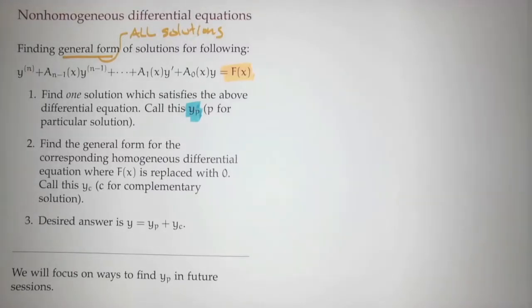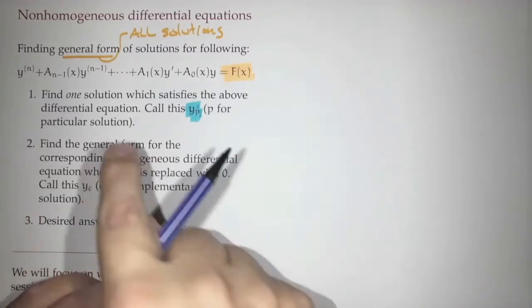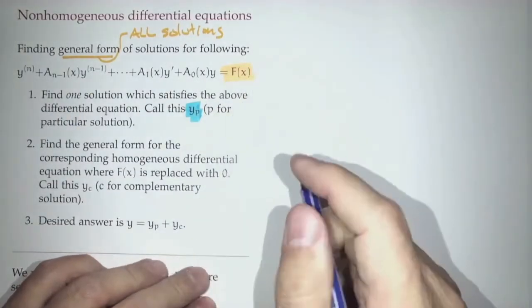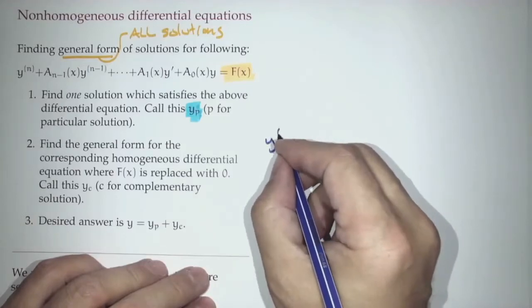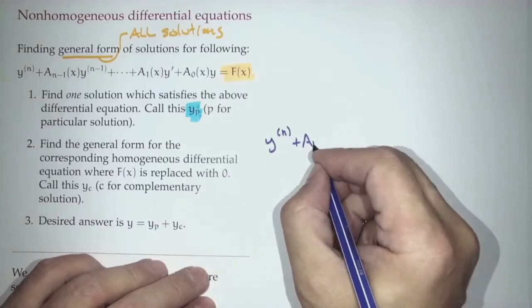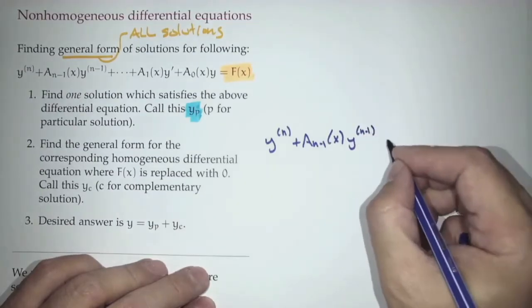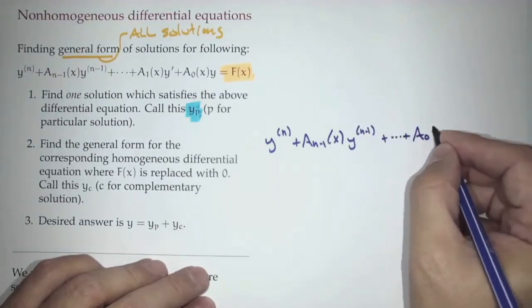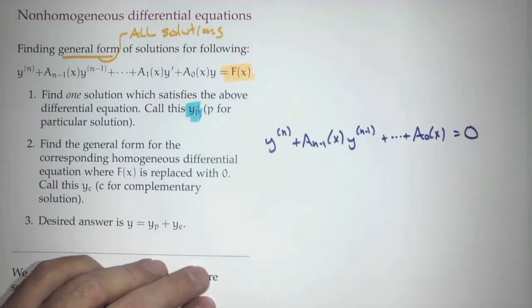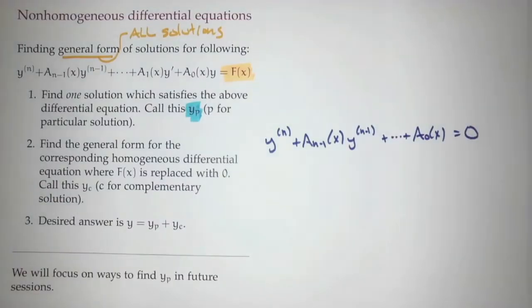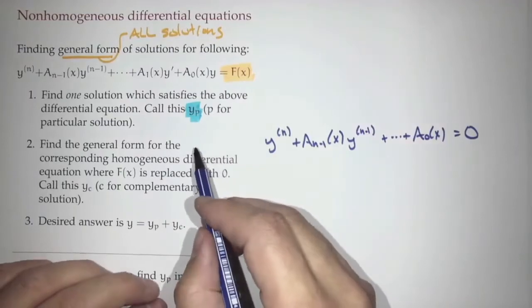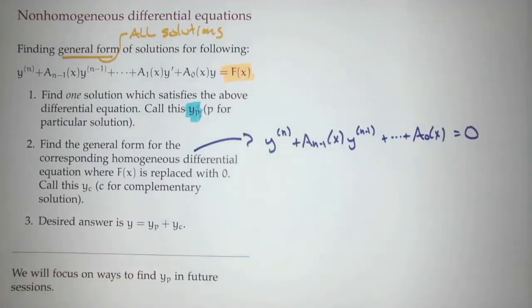Okay, the next step says we're going to take this differential equation and change one thing: we're going to make it homogeneous. In other words, the left-hand side is still the same, but we set it equal to 0. This is the corresponding homogeneous differential equation.